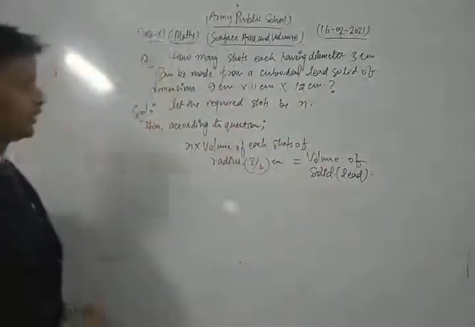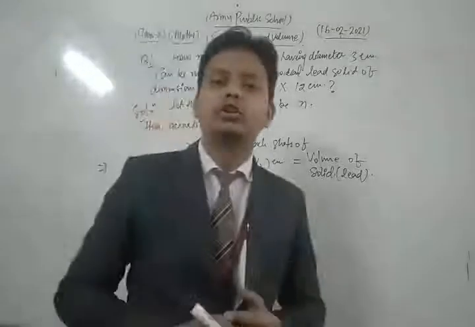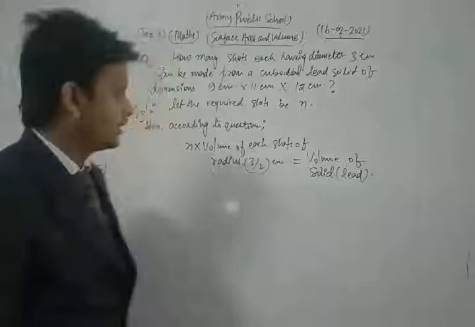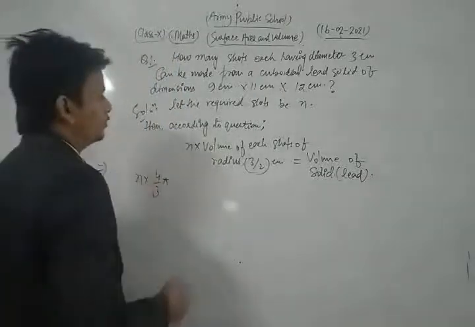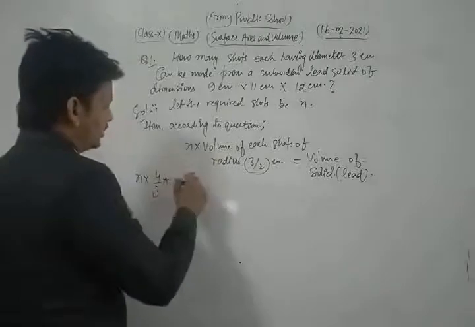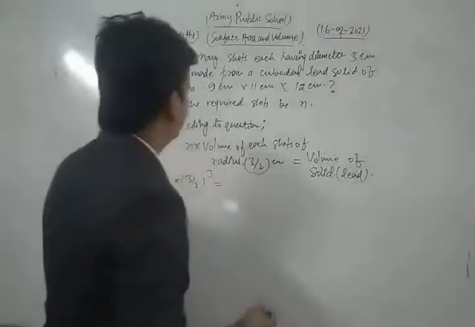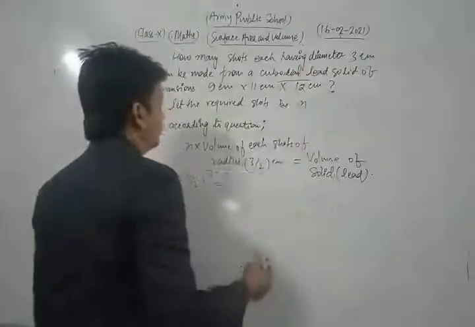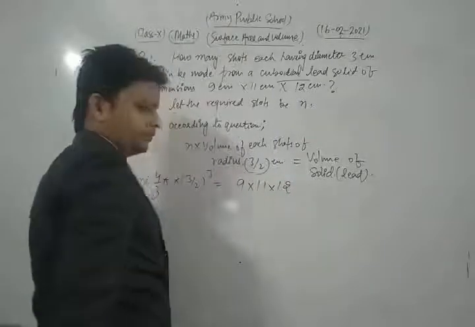Now you know that the volume of a sphere is 4 by 3 pi r cube. So here we write n into 4 by 3 pi r cube, where r is 3 by 2, whole cube, is equal to the volume of the cuboidal lead solid, which is 9 into 11 into 12.